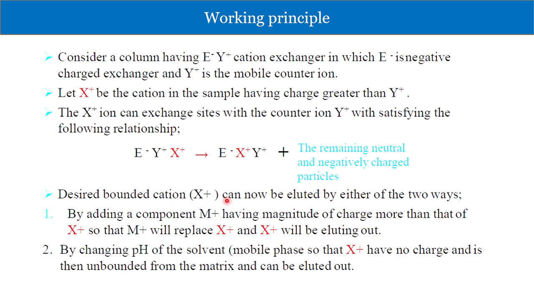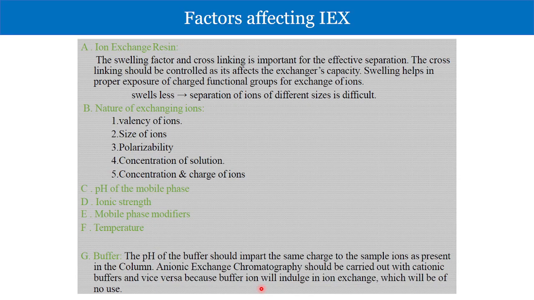The bound cation X plus can now be eluted in two ways: by adding a component M plus having a charge more than that of X plus, so that M plus will replace X plus and X plus will elute, or by changing the pH of the solvent such that X plus has no charge and is then unbound from the matrix and can be eluted out. So in two ways you can do the elution: changing the pH or using a molecule that has a higher charge than your protein of interest. That can be a higher positive charge or a higher negative charge.